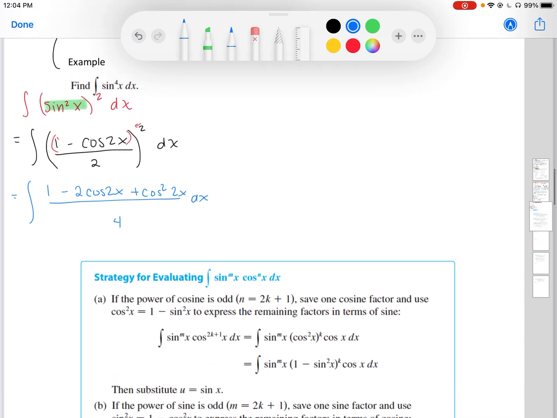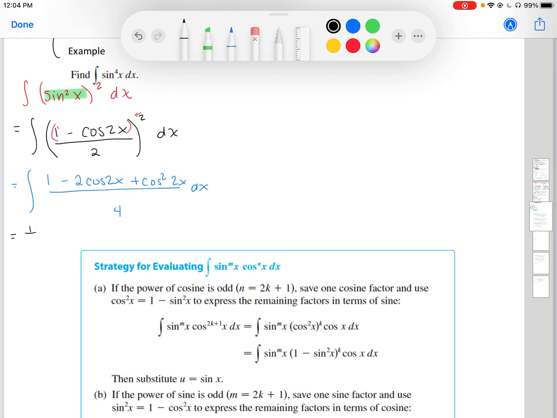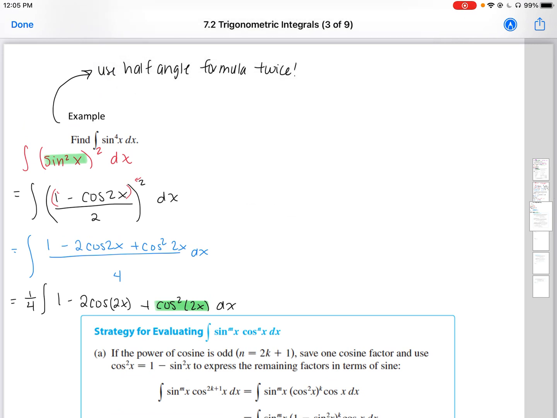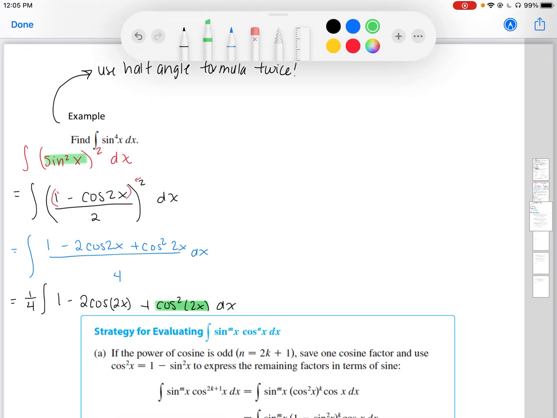You can factor the 1/4 out of our integral so that we have 1 minus 2 cosine of 2x plus cosine squared of 2x dx. So with this cosine squared, I need to use the half angle formula again. Let's go ahead and do that. So that we have 1/4, 1 minus 2 cosine of 2x plus, let's go ahead and do that.